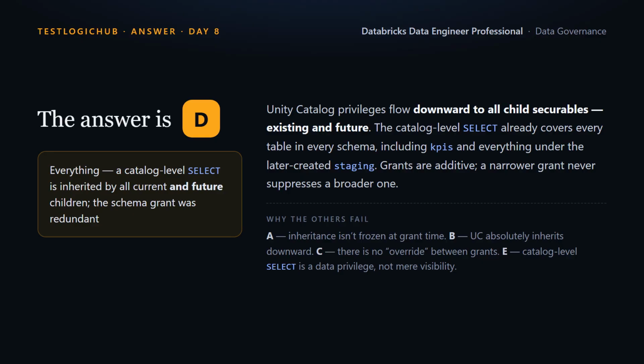The answer is D. Unity Catalog privileges flow downward to all child securables, existing and future. That catalog-level SELECT already covers every table in every schema, including the ones created later. Grants are additive. A narrower grant never overrides a broader one. The schema grant was redundant the moment the catalog grant existed.